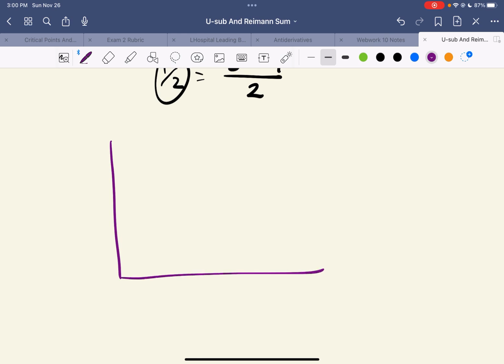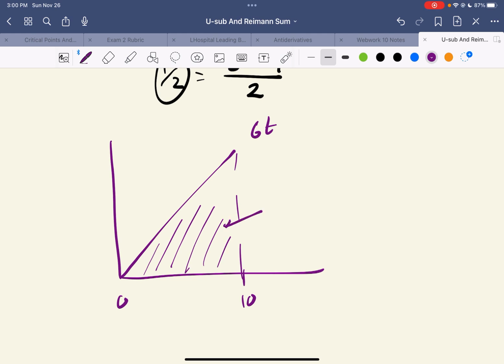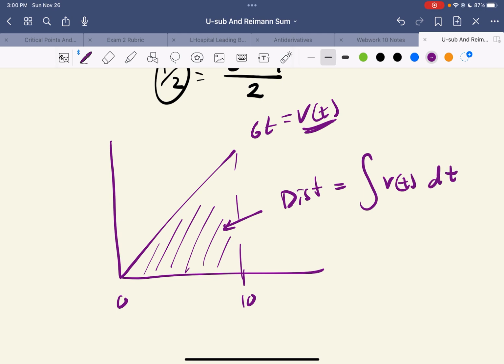The velocity of the car is given by 6t, and I'm going to go from 0 to 10. It turns out that this area is the distance. Technically, it's the displacement, because I'm talking about velocity, but if your velocity is positive, which it is, since we're above the x-axis, then velocity and speed are the same thing, and so we can just talk about distance. No longer is distance velocity times time, because velocity is changing. Instead, we're going to integrate the velocity function with respect to time.